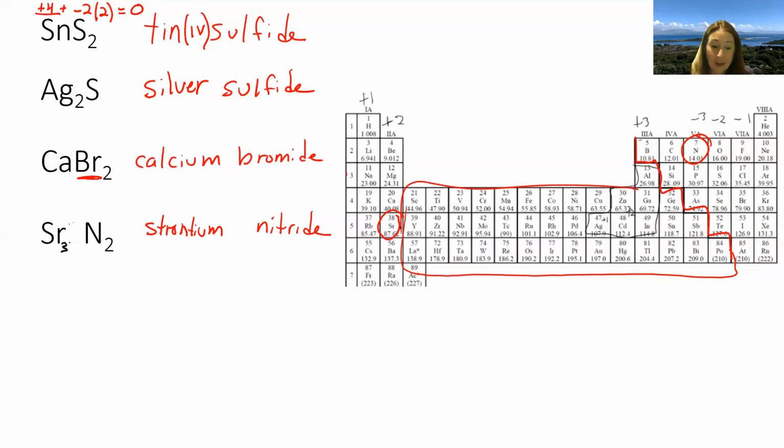So we are done, right? The only ones that are really tricky are those Roman numeral ones, because we actually have to write them, but it's not a transition metal, so we don't have to write them. So strontium nitride, and we're done. Okay, any more questions on these? Okay, we're going to go to the next piece.